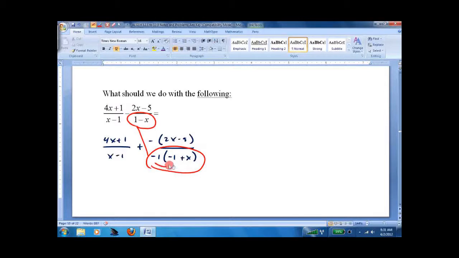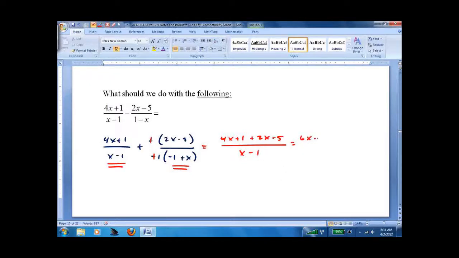And in case you don't believe me, just FOIL it out. -1 times -1 is 1. -1 times x is -x. So it's the same thing. Why would I do that? Now I have a common denominator. These cancel. And we're left with x minus 1. See if anything happens here. Could factor a 2 out, but it's not really going to do anything for me, so I'll just leave it. X cannot equal 1.